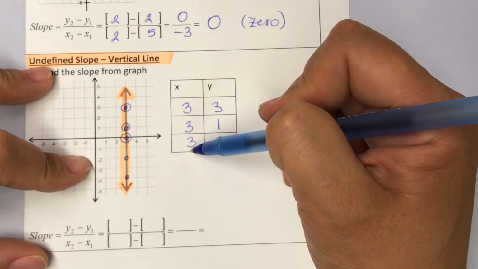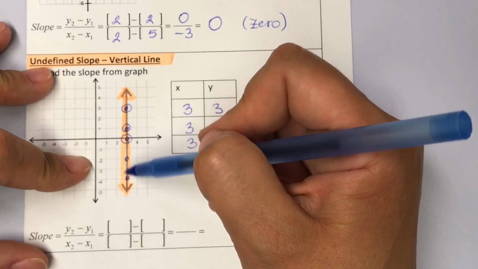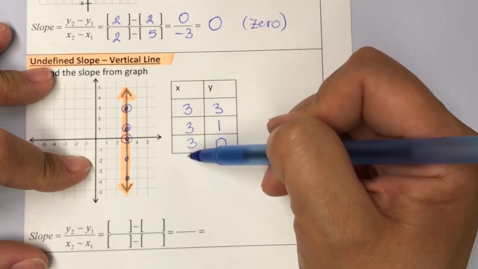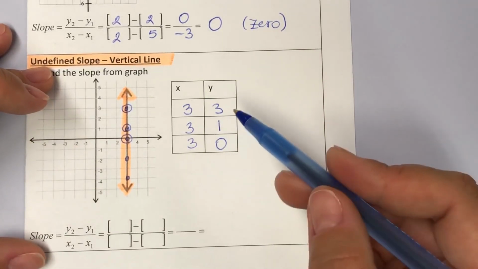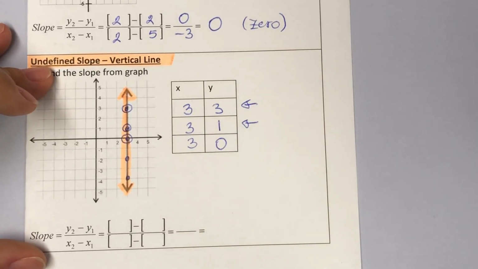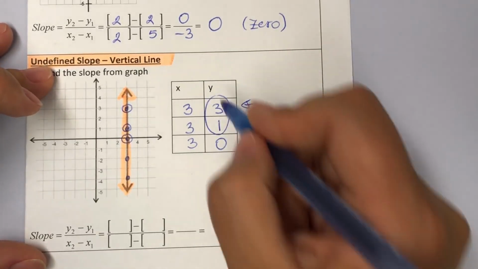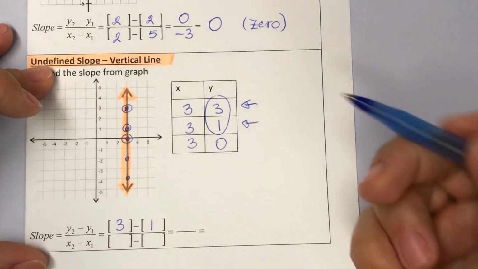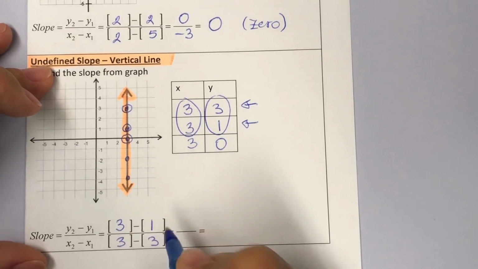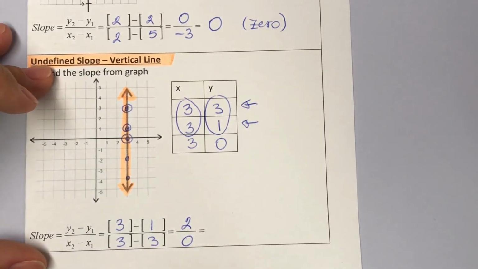X value is the same in the vertical situation because the vertical line goes through 3 on the x-axis. So x is always 3 on the vertical line. 2 points, any 2 points, can be used to find the slope, where on the numerator we subtract the y coordinates, 3 minus 1. On the denominator we subtract the x coordinates, that'd be 3 minus 3. 3 minus 1, 2 on the numerator, and then 3 minus 3, 0 on the denominator.